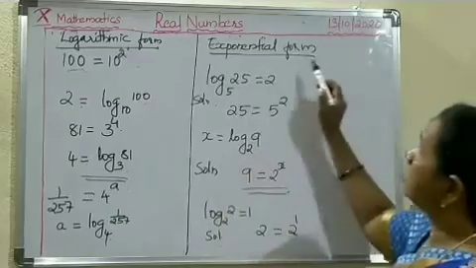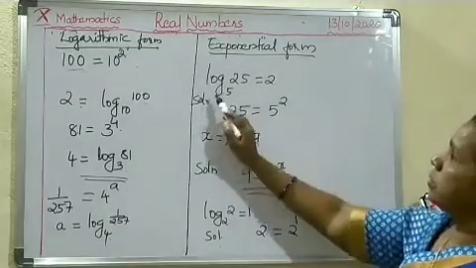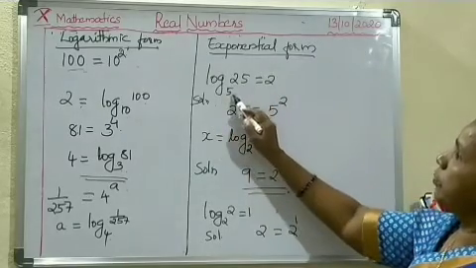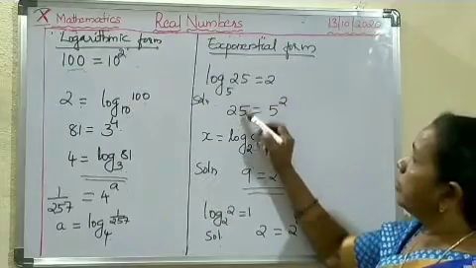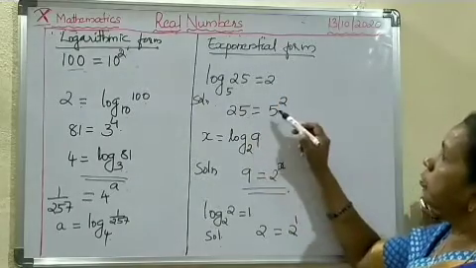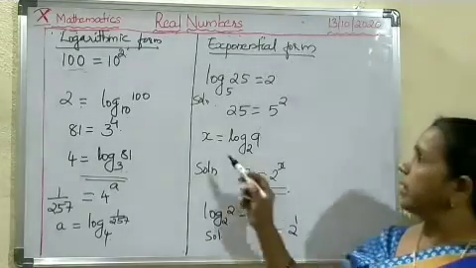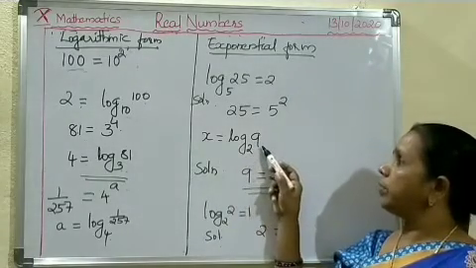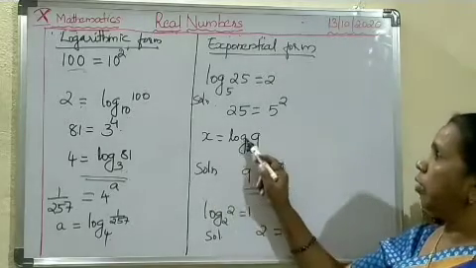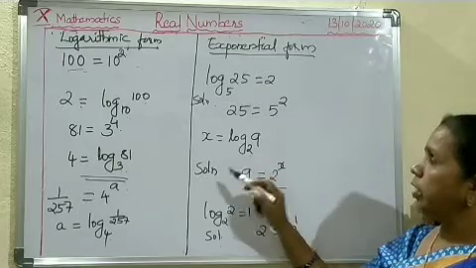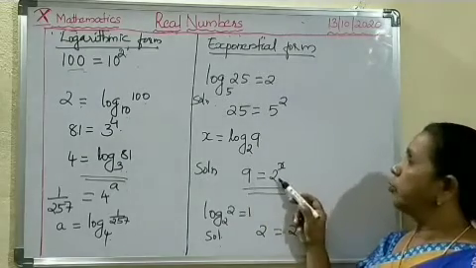Next, how to write logarithmic form into exponential form. The first one is log 25 to the base 5 is equal to 2. For the solution, we write the number first. 25 is equal to 5 square. Next, x is equal to log 9 to the base 2. For the solution, we write this number first. 9 is equal to 2 to the power x. The power is the same.